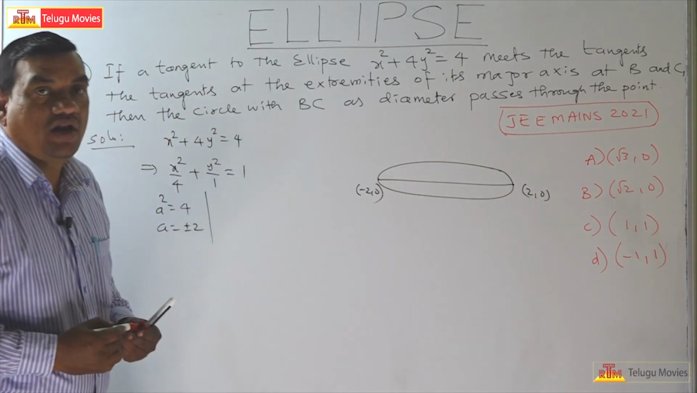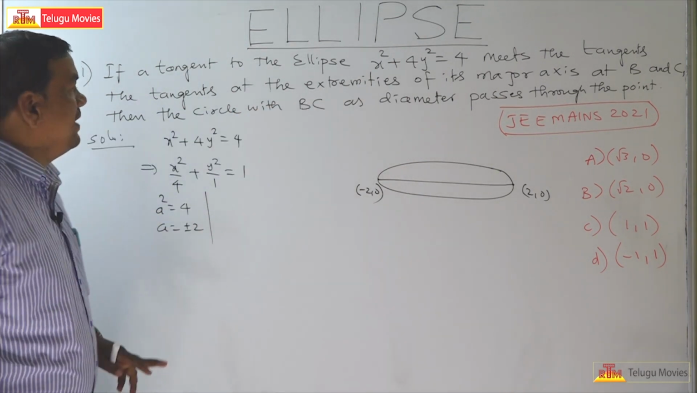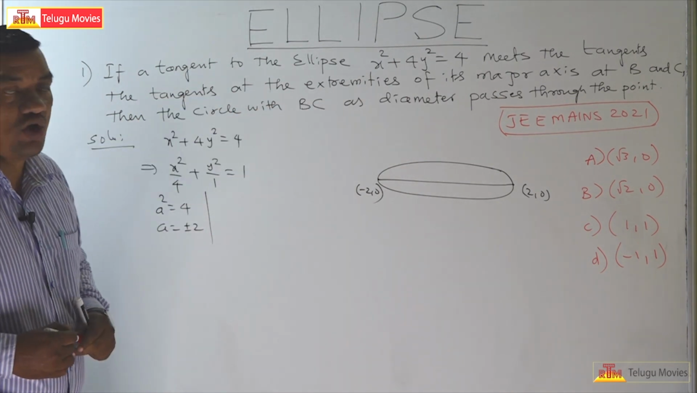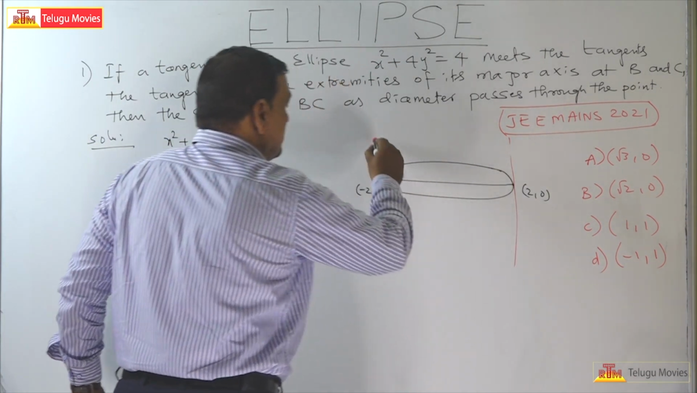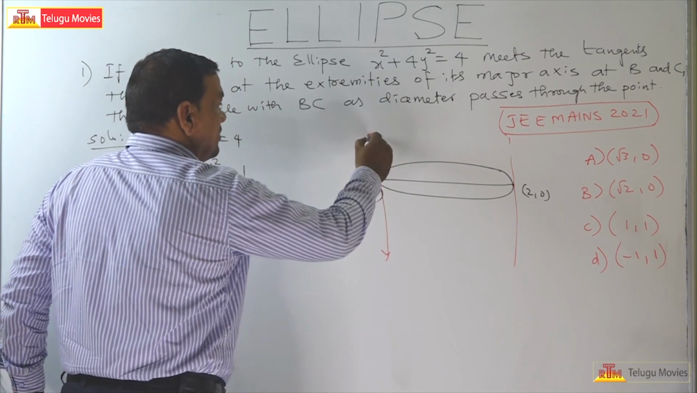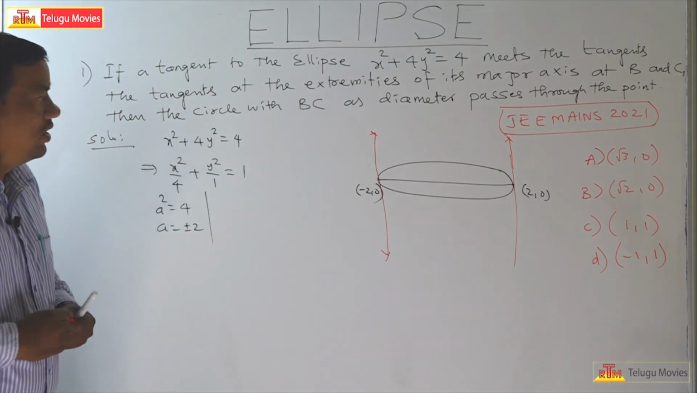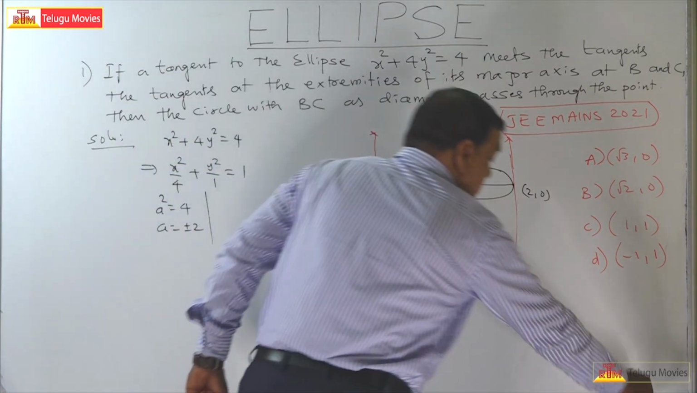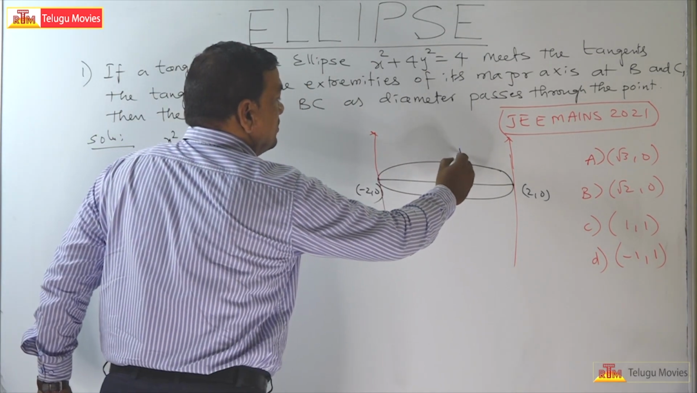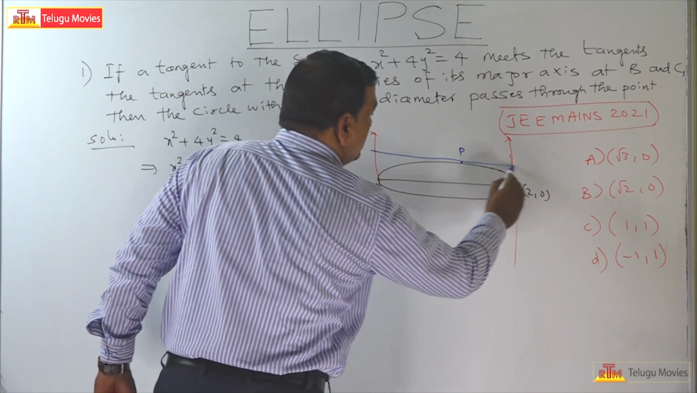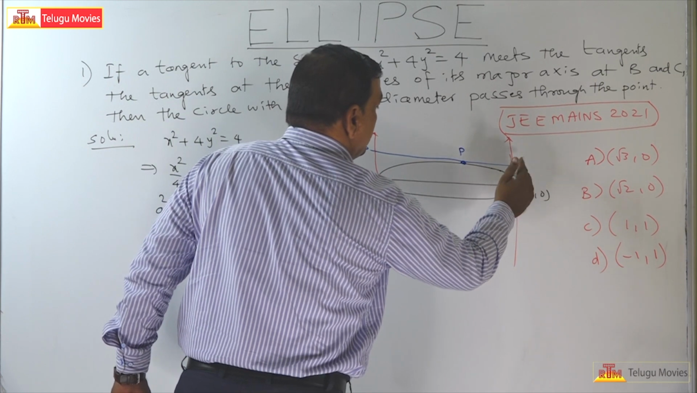Now, he is saying the tangents at the extremities of the major axis. That means here there is a tangent, this is one tangent, and here also one tangent is there. Obviously, definitely they will be parallel to the y-axis. He has drawn one tangent somewhere, we don't know this point. If he draws a tangent, it intersects these tangents at B and C.